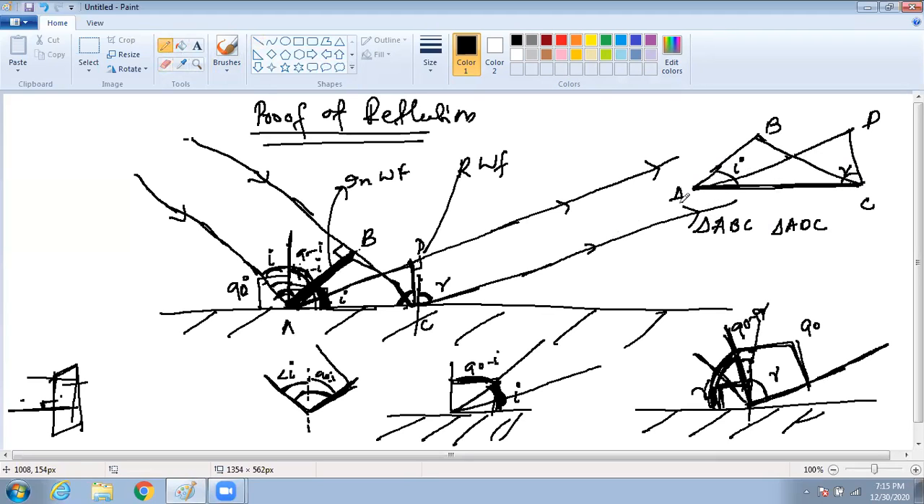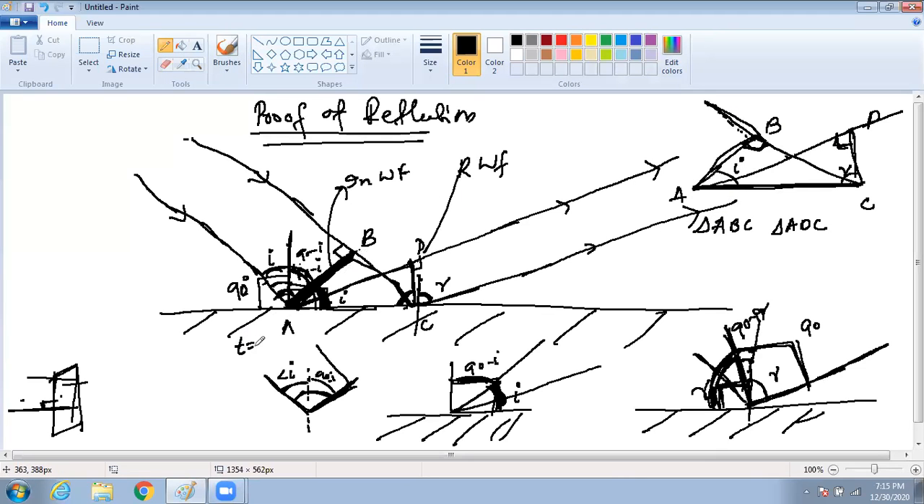Now AC is the common side, correct? AC is the common side. This is the wavefront and this is a reflected ray. This angle is 90 degree. Similarly, this angle is 90 degree. This is the wavefront making 90 degree with the incident ray. This angle 90, 90, this is the common side. And what else? I didn't explain one more thing.